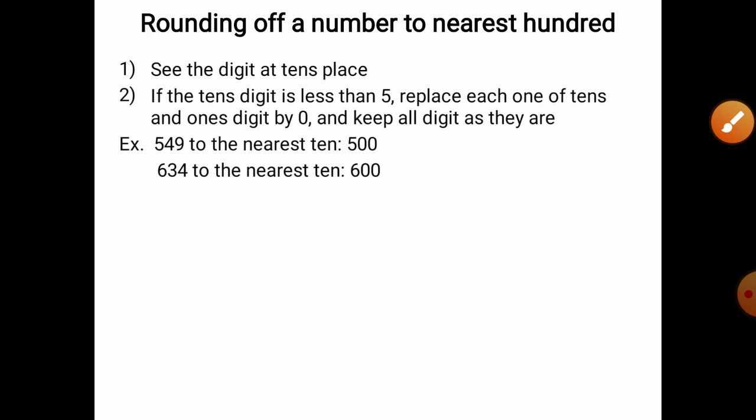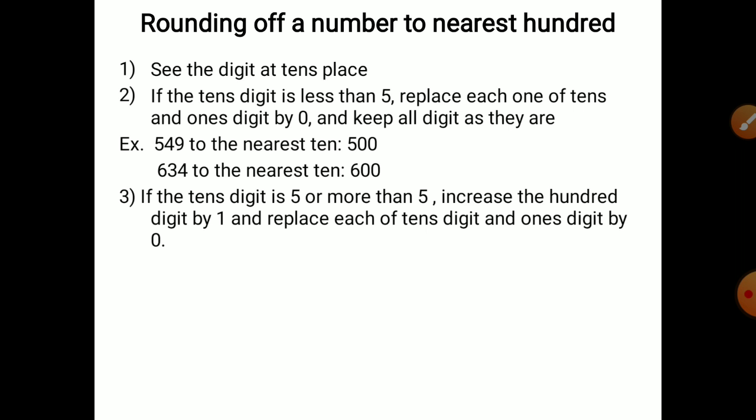Now what if our tenth digit is more than 5? If our tenth digit is more than 5, we will increase the 100th digit by 1, and we will write all the digits as 0.